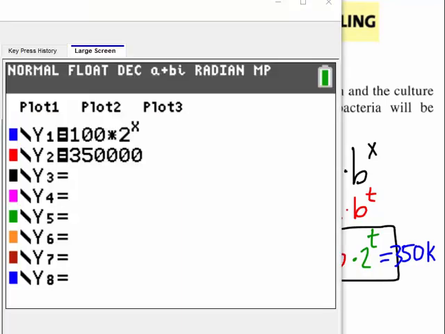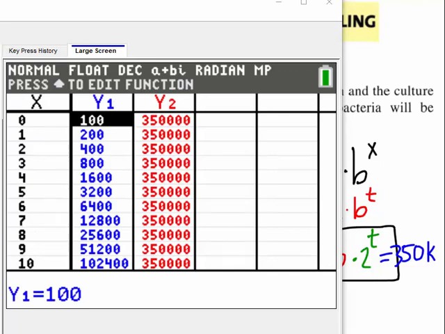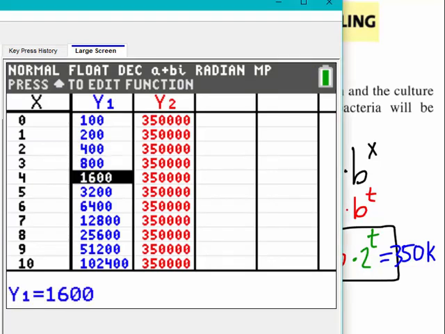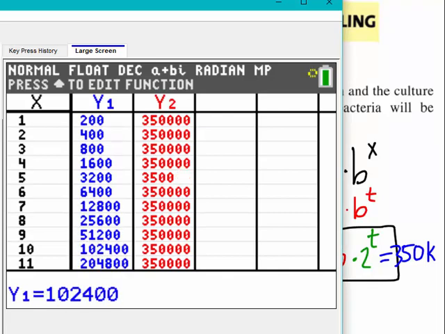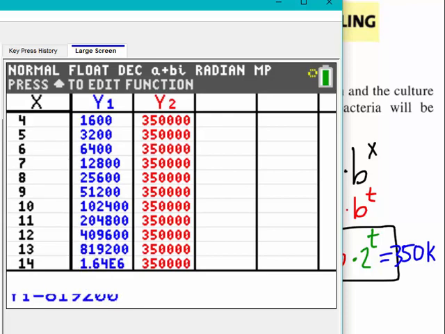Here's the function 100 times 2 to the x typed into the calculator, as well as the target value of 350,000. If I look at the table and scroll down to see where it looks like those values in column 1, y1, reach and surpass the 350,000 in column 2, looks like somewhere around there, when the input is 12, it looks like the y1 column surpasses the y2 column. So I need to make sure that my x max is greater than 12 and that my y max is greater than 350,000.